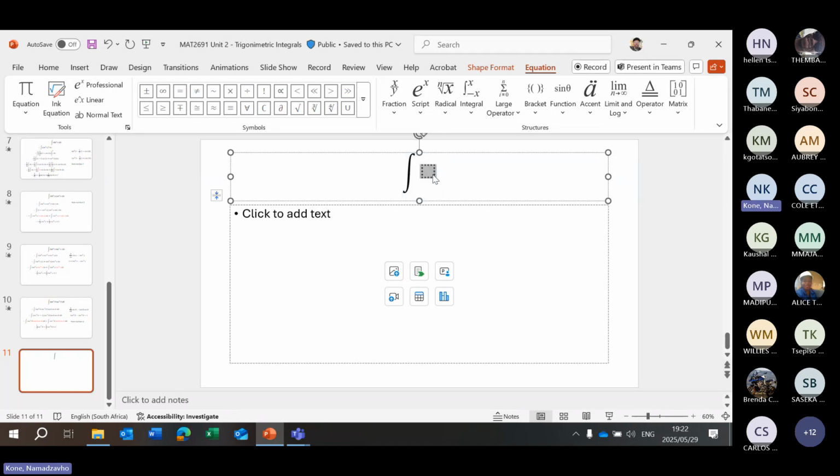What was the integral? Let me have a look. It was on unit 1 post-test. Let me just pause a little and look.